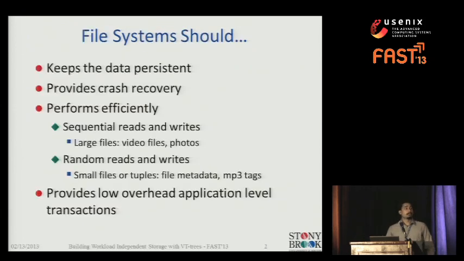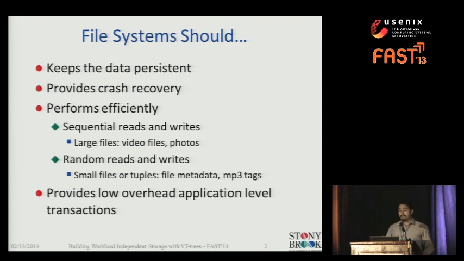So let me start by talking about what kind of file system we want to optimize: something which keeps the data persistent, otherwise nobody is going to use it, something which is reliable by providing crash recovery, and something which performs efficiently for workloads like sequential read, sequential write, and random read and random write, and also any mixture of it.